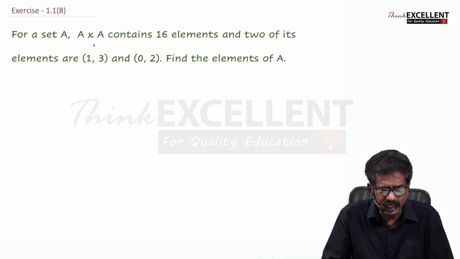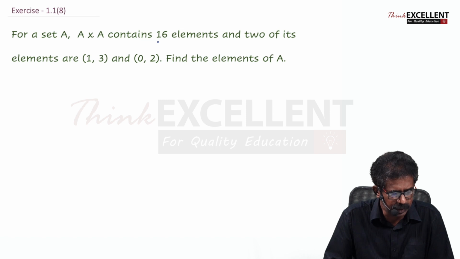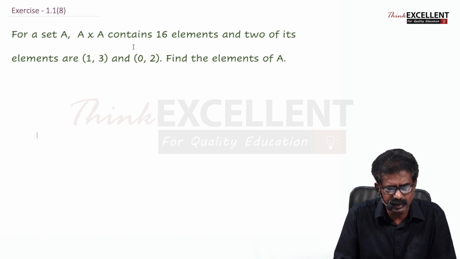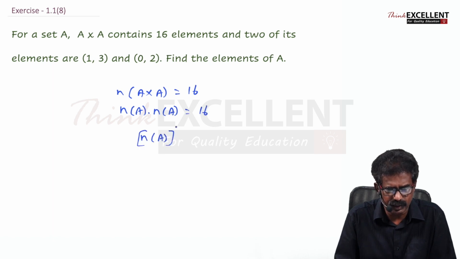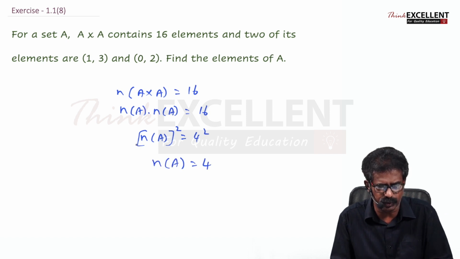For a set A, A cross A contains 16 elements. So number of elements in A cross A is equal to 16. So that is n of A into n of A equal to 16. n of A, the whole square is 16. That is 4 square. So n of A is 4. Number of elements in A equal to 4.